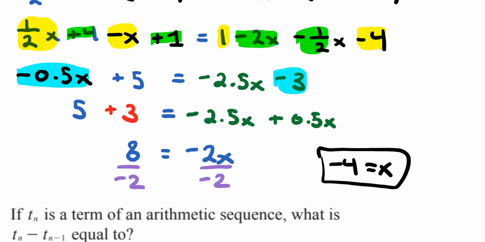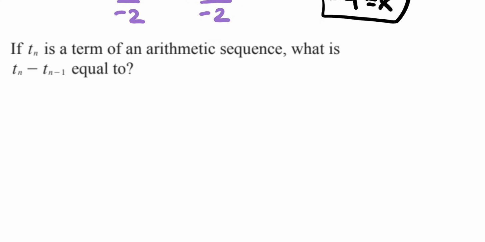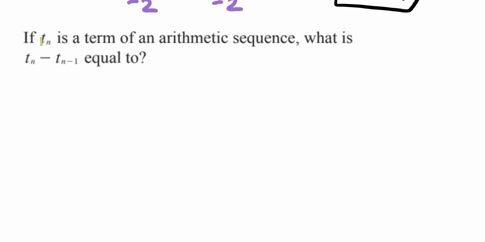All right, let's move on to a few final questions here. I believe this is number 12 here. So if Tn is the term of an arithmetic sequence, now Tn is generally the last term, and we need to figure out what is the last term minus the Tn minus 1 term, and basically this is the term that's previous to the last term, right? So Tn, this is the last term.